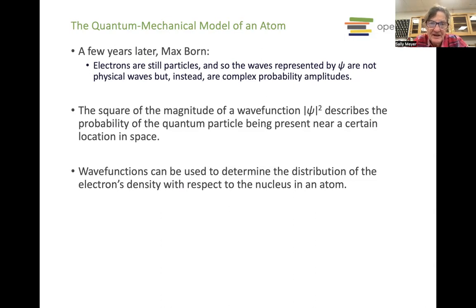So what does that mean? It means that if you take the square of the wave function, it describes the probability of that particle being present near that location of space. So the wave function for a particle in an atom gives you the probability of where you're going to find that particle. You can only know the probability; you can't know exactly where a particle is. Wave functions can be used to determine the distribution of the electron's density with respect to the nucleus.